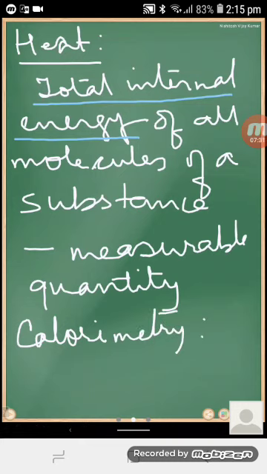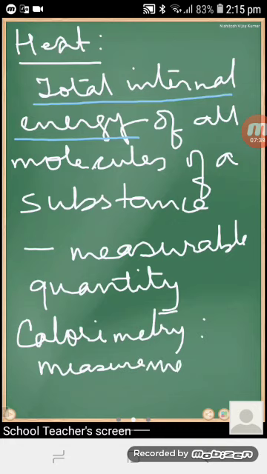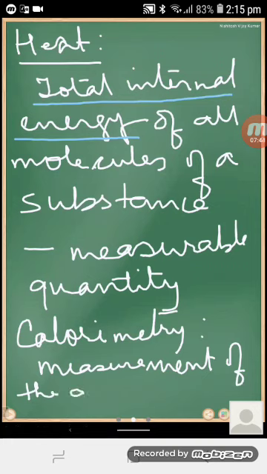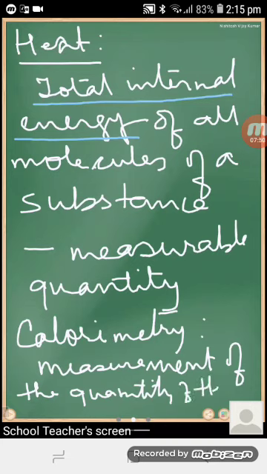Metric. It is the measurement of the quantity of heat energy. Measurement of the quantity of heat. When I'm writing down heat, it means heat energy. All right. So I hope the concept of heat is clear to all.